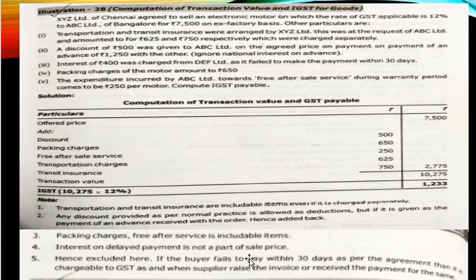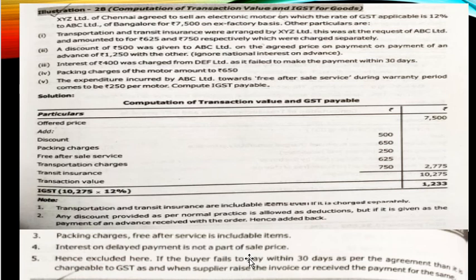Now let us get into the next problem. Under illustration 28, computation of transaction value and IGST for goods. XYZ of Chennai agreed to sell an electronic motor on which the rate of GST applicable is 12% to ABC of Bangalore. So it is Chennai and Bangalore, interstate, where IGST will be charged. The price is 7,500 on ex-factory basis.